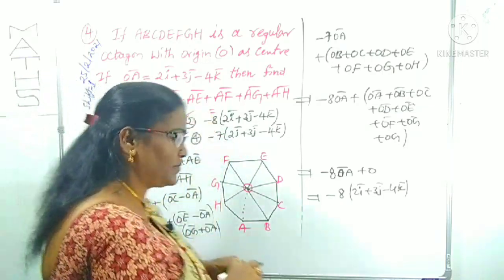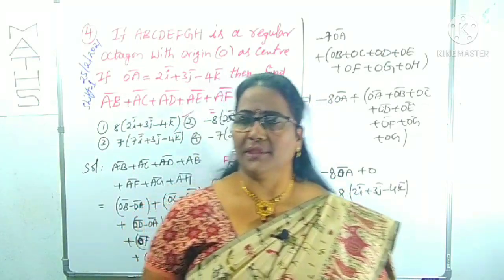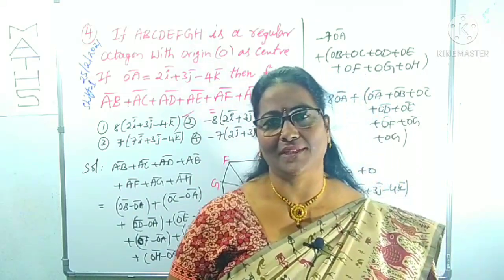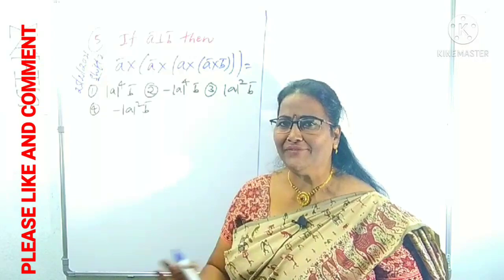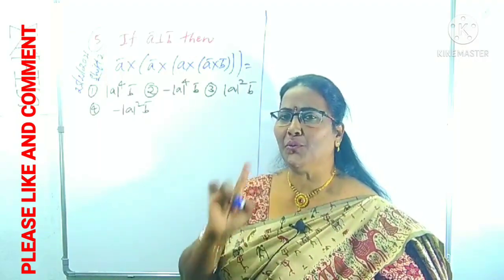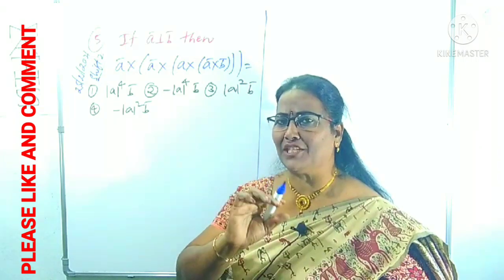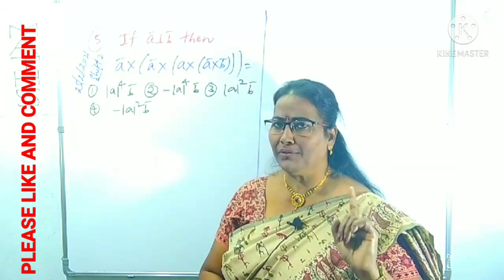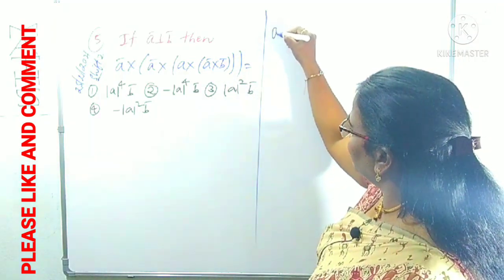Clear? Very simple. There is no difficulty at all. If you know the product of vectors, you can easily get the solution. Clear? It's very important. So a very simple question, no difficulty at all. But here you have to know the formation of the vector triple product. Already I have given it to you. How can you use the vector triple product? Once again I am referring to it here.